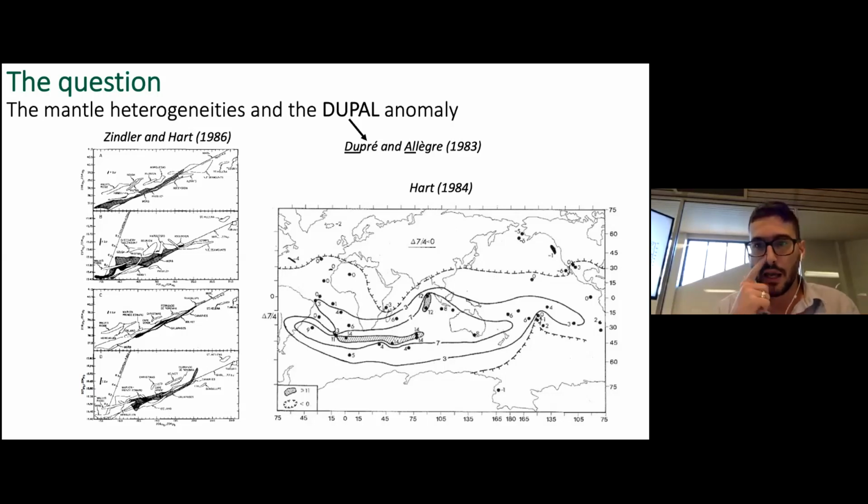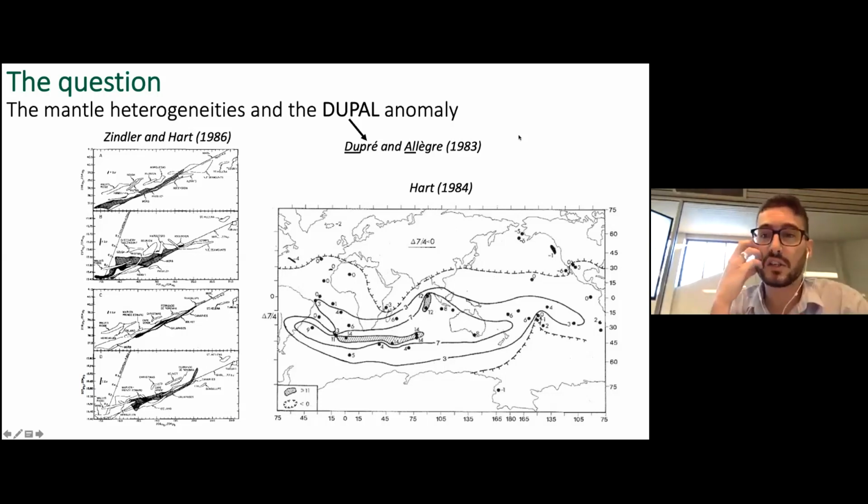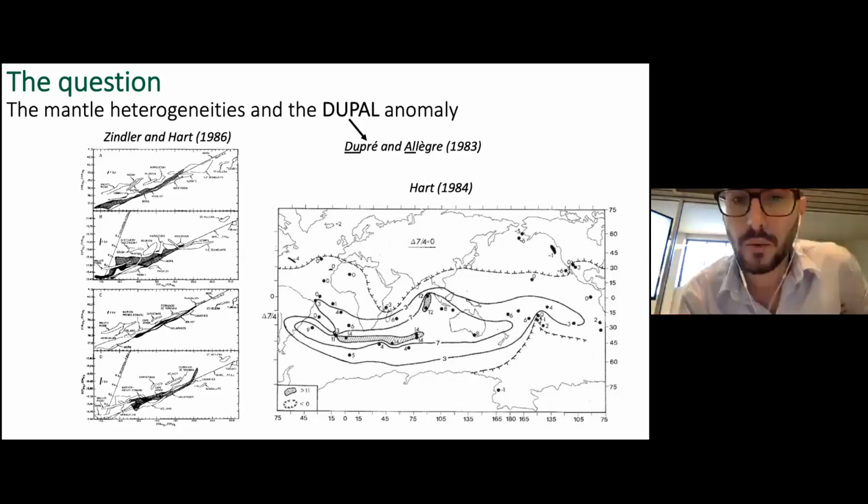And this idea is not new. It really starts early in the history of geochemistry. One of the major papers, started in 1983 by Dupré and Allègre, showed that there is deep mantle heterogeneity, using the lead isotopes and the strontium isotopes. They demonstrated that the mantle is heterogeneous, and that it's a large-scale heterogeneity. And back then, they tried to understand why we have this heterogeneity.